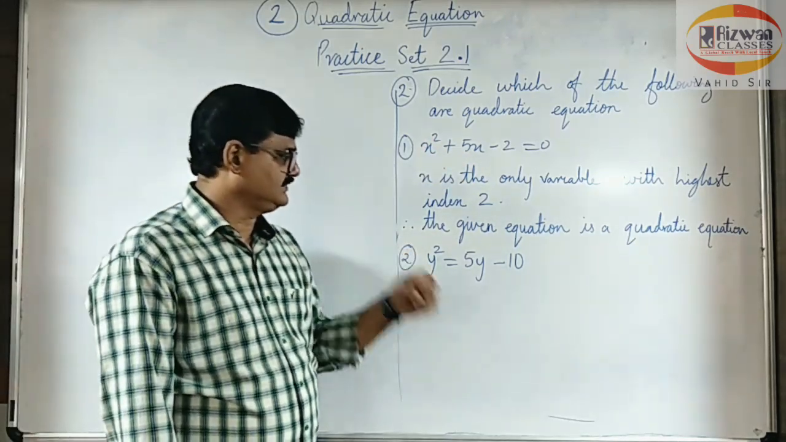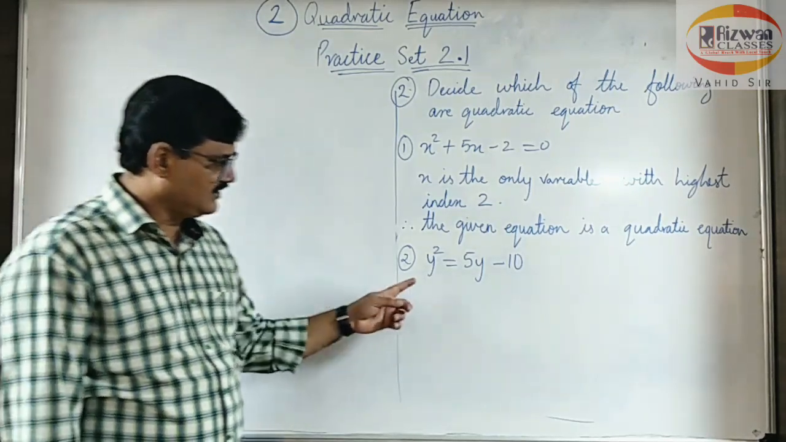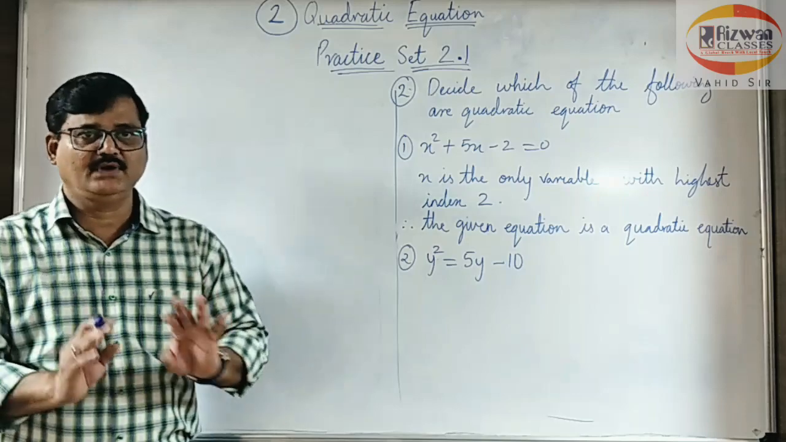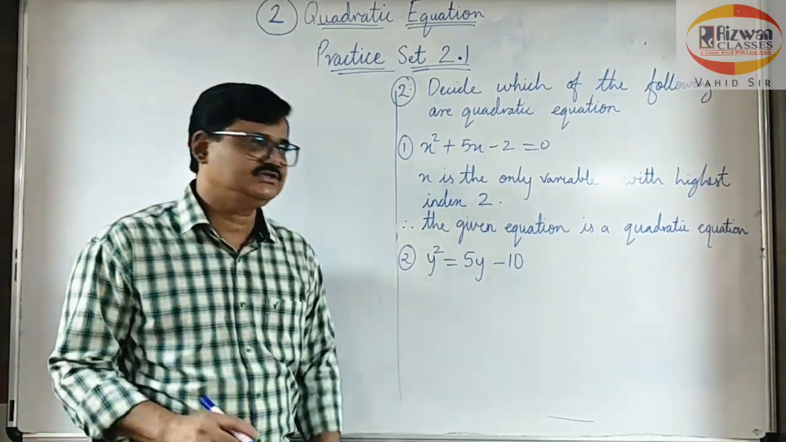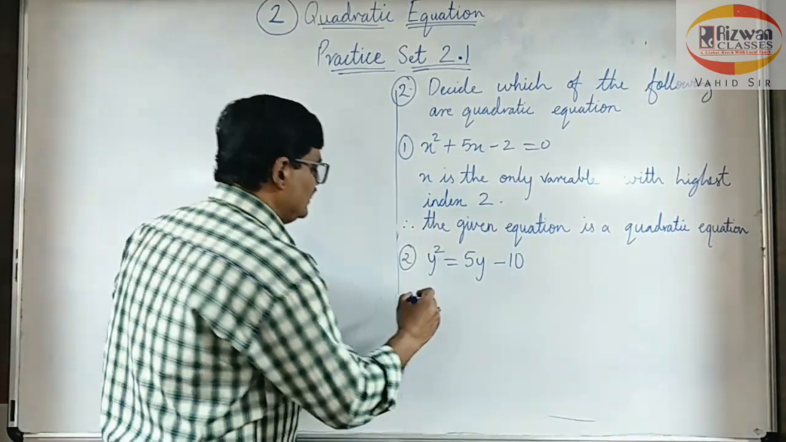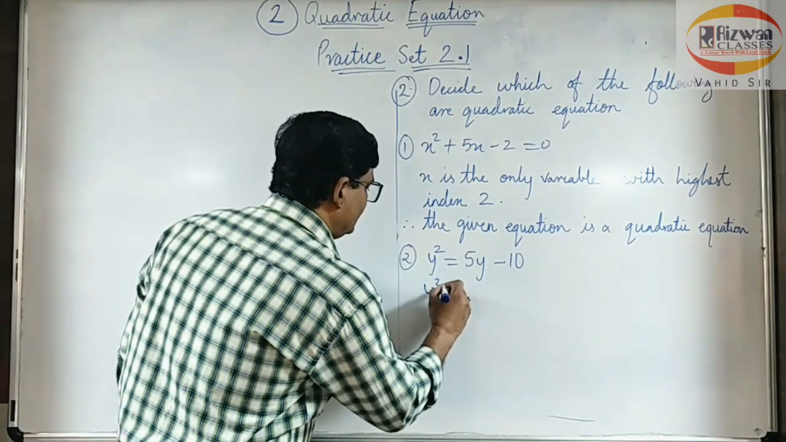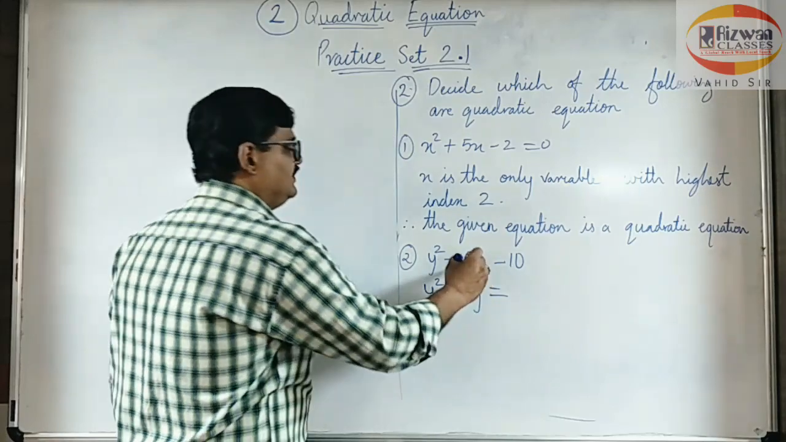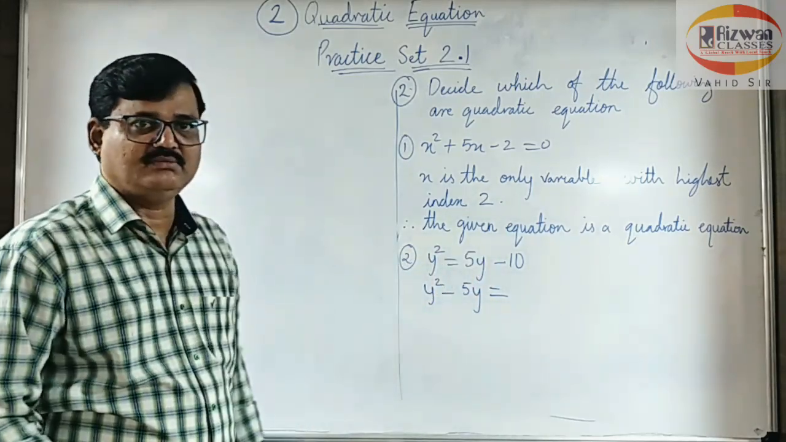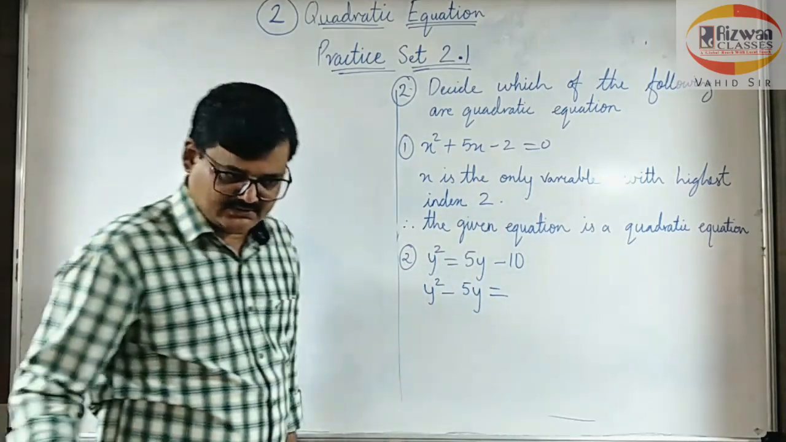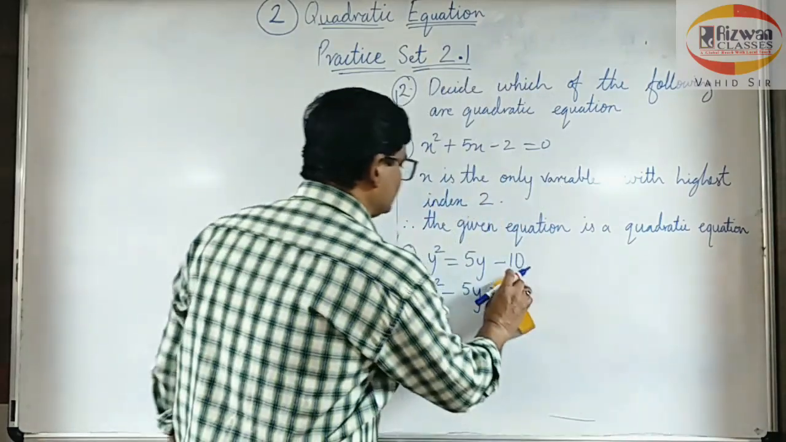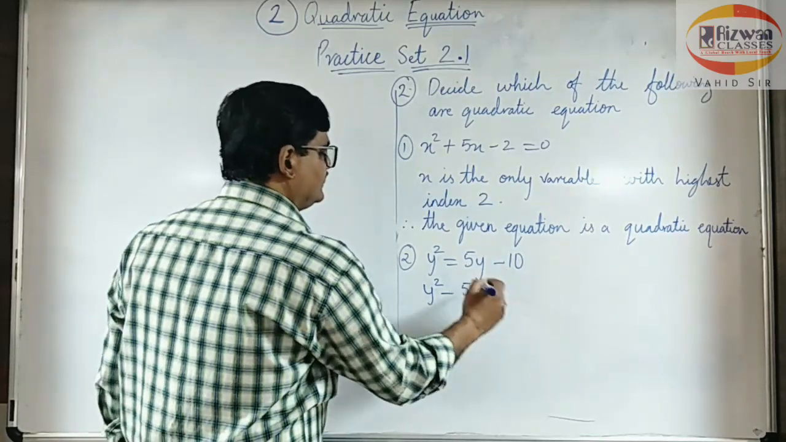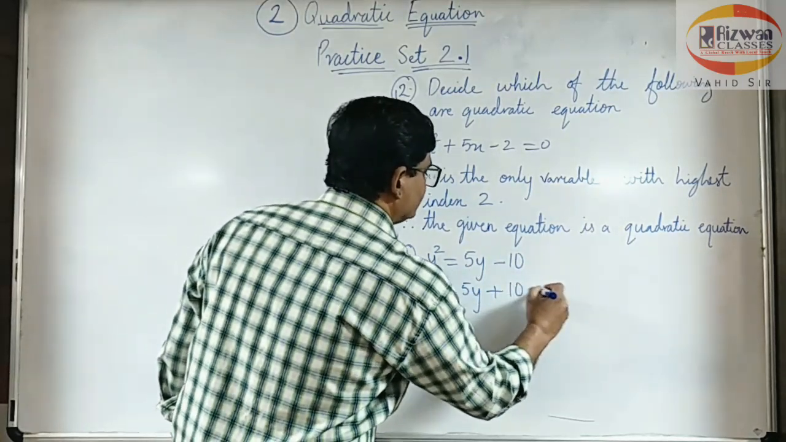Now let's go for the second question. y square is equal to 5y minus 10. It is not in the standard form. First I'll get it into the standard form and then we'll check it. So here I write y square minus 5y, because 5y is on the right hand side, it will come to the left hand side and become minus 5y. Then this minus 10 on the right hand side will come to this side and become plus 10, and that equals 0.